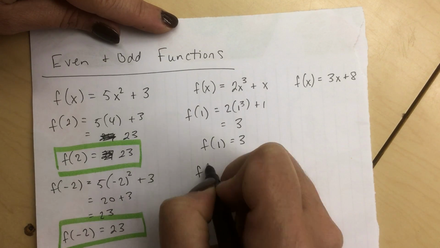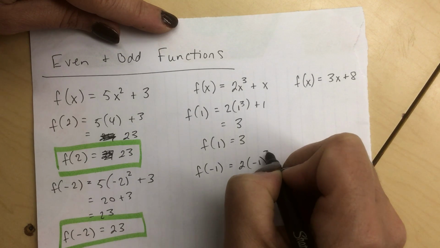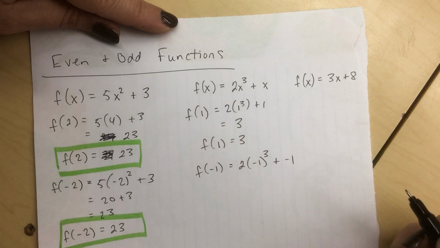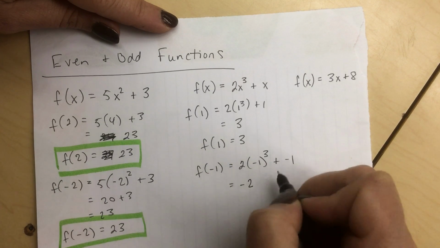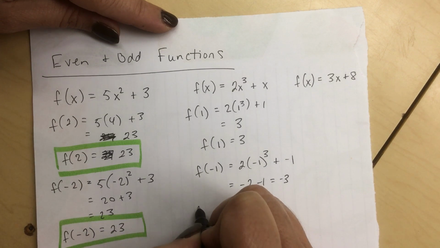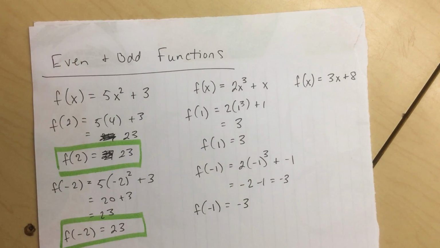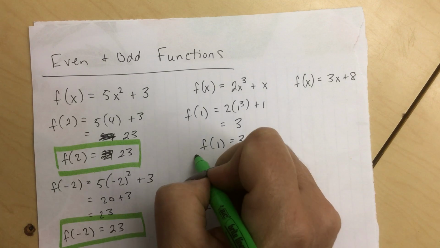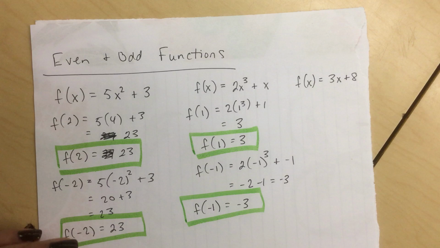Let's plug in f of negative 1. That would be 2 times negative 1 to the third plus a negative 1. So that would be negative 1 times 2, so that would be negative 2 minus 1. So that would equal negative 3. So f of negative 1 is equal to negative 3. So let's draw attention to that. We have f of 1 is equal to 3. F of negative 1 is equal to negative 3.